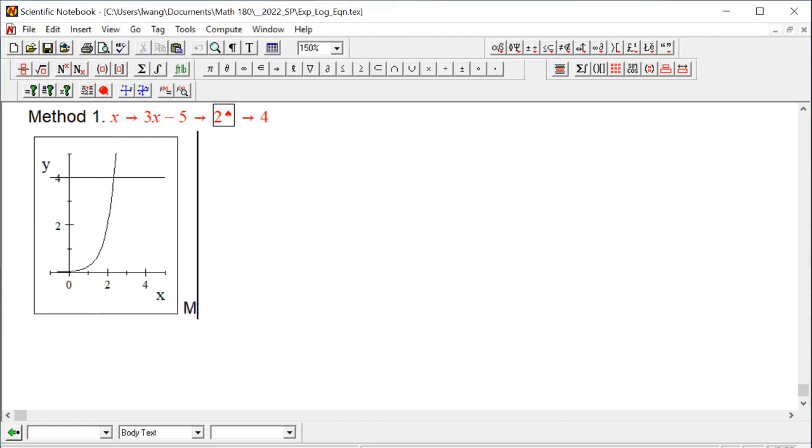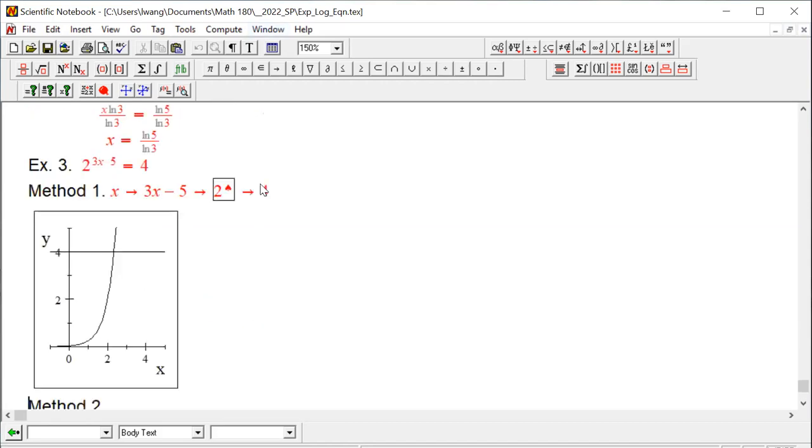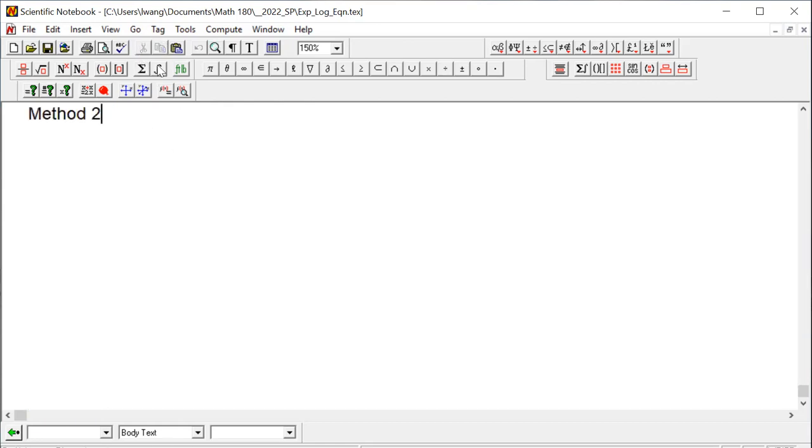Okay, so let's look at the algebraic method. Method 2. Since I have 2 to the power of, this is the question, right? And 4 is 2 squared. 4 is 2 squared, right? And 2 to the power 3x minus 5 is actually a what? It's actually, you can think of it, right?